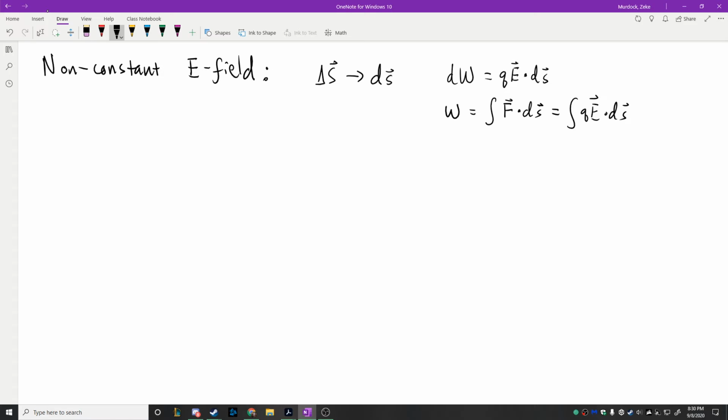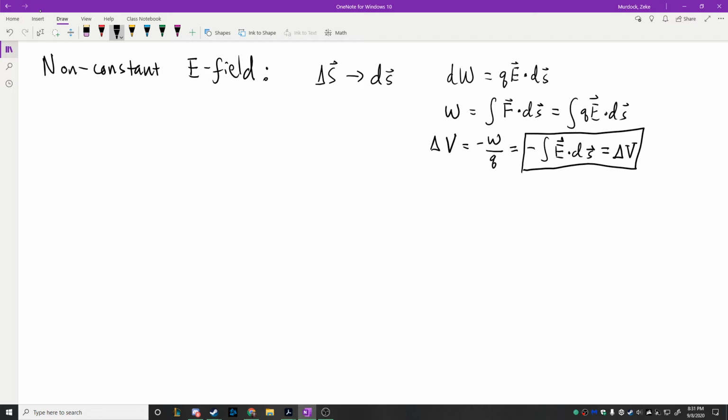So that becomes integral of QE dot ds. And then we make the connection that the voltage is going to be equal to the negative of the work done divided by the charge. And we end up getting that the change in voltage ends up being negative integral of E dot ds. This is our more general definition of what voltage is: that you find the voltage by doing a line integral of E dot ds.